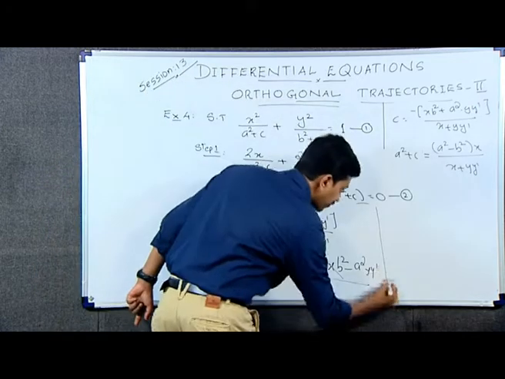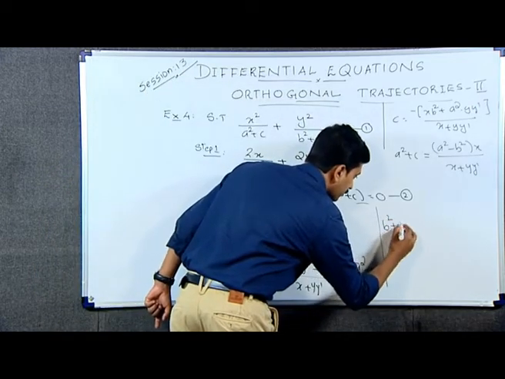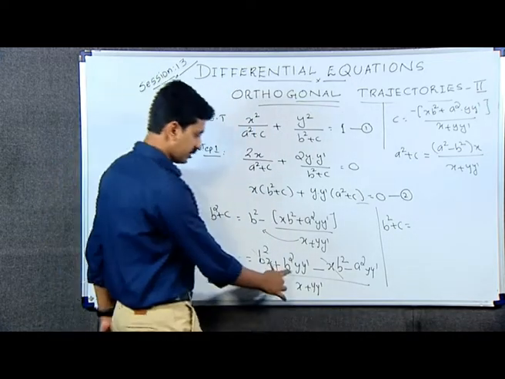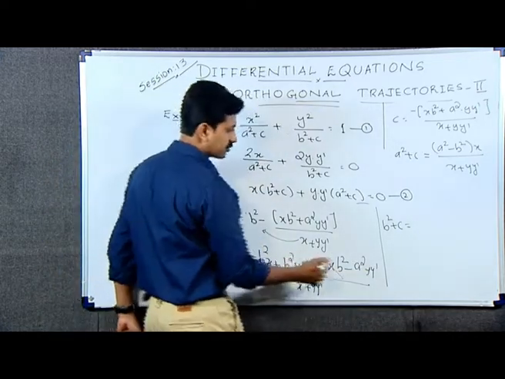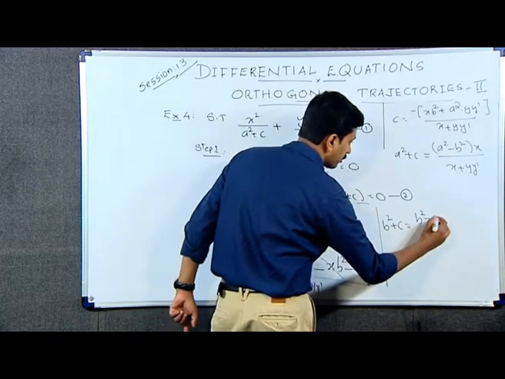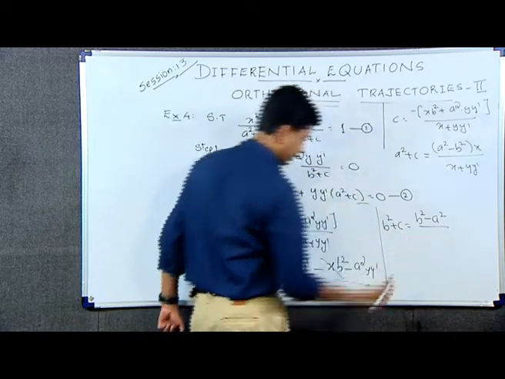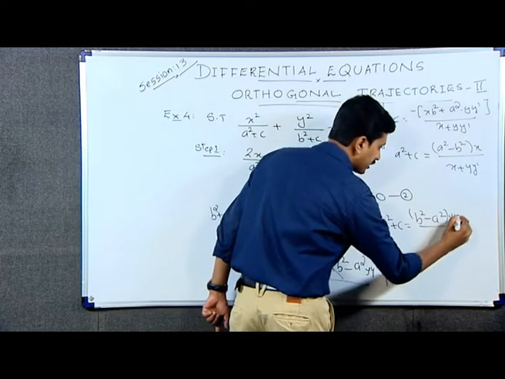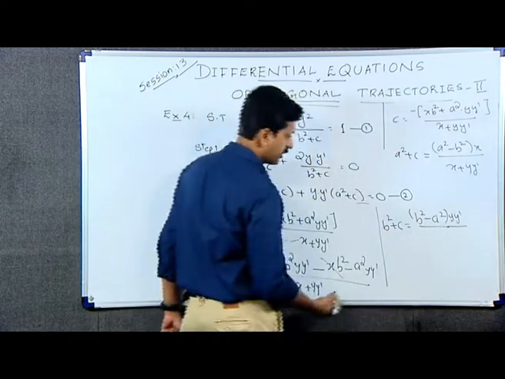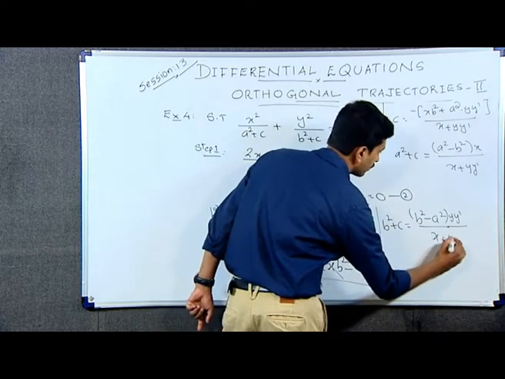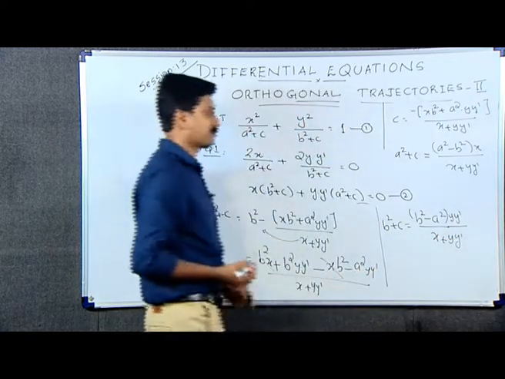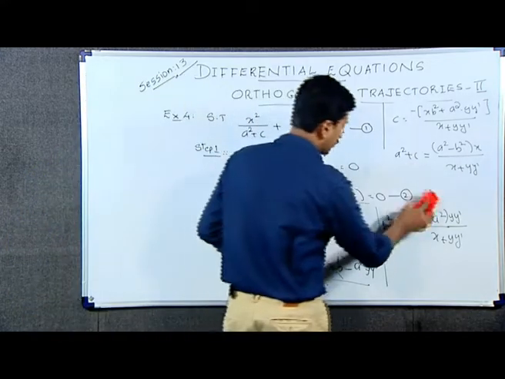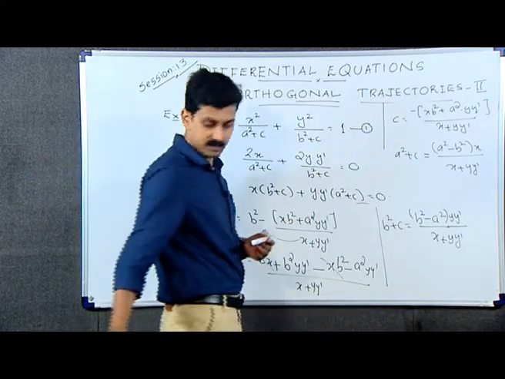So, b square plus c is equal to, this is y y dash common here. So, b square minus a square divided by, into y y dash divided by x plus y y dash is there. So, we found b square plus c also. Now, we found b square plus c.